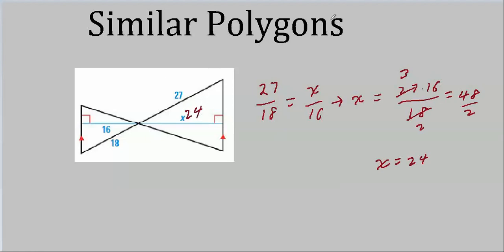Pretty simple. The hard part of this is knowing that all the components of similar triangles are also in the same ratio.